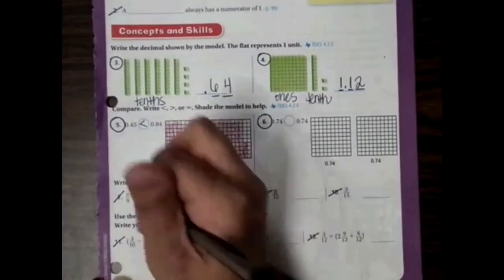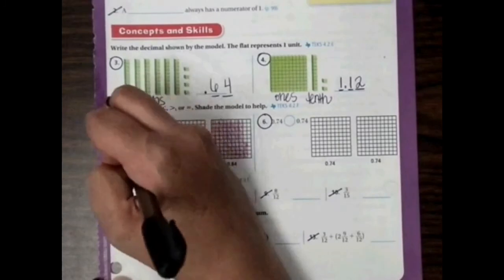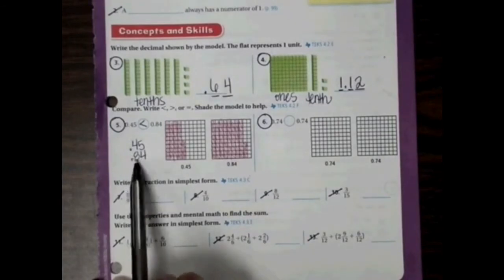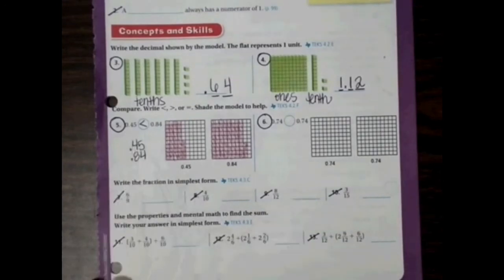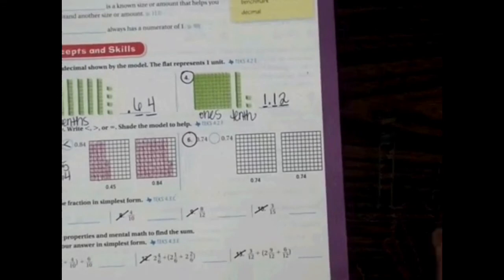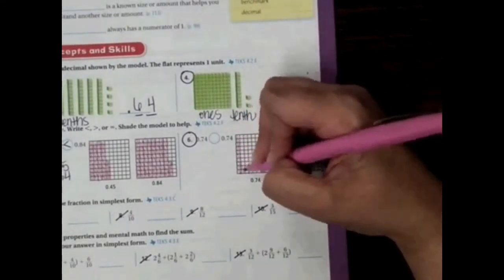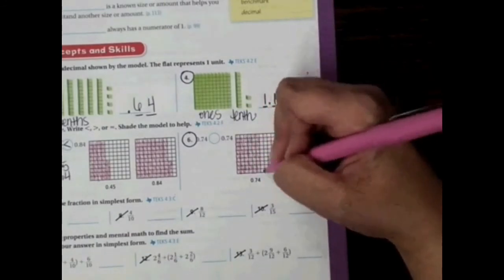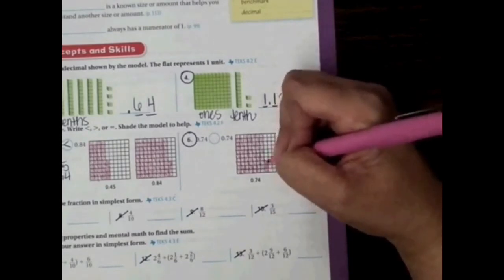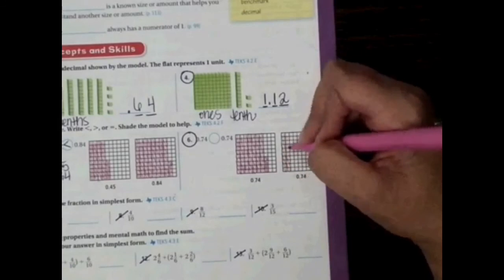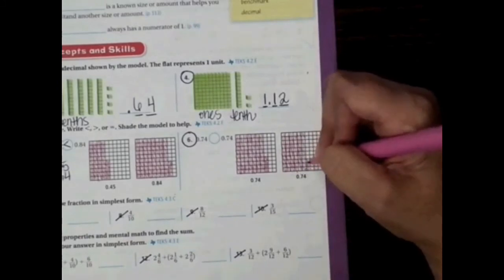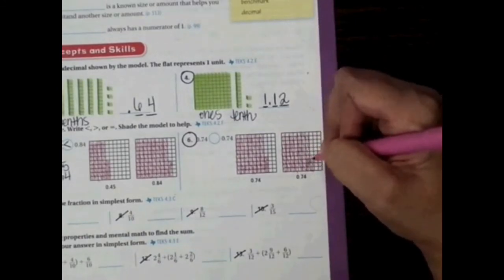If you don't have pictures, you can also write them right above each other and then just start from the largest place value. Obviously, there are more tenths in this one than in this one, so 84 hundredths is more. All right, let's look at this one. Counting by tens and then ones on both models, 70, 71, 72, 73, 74. So they're both equal.